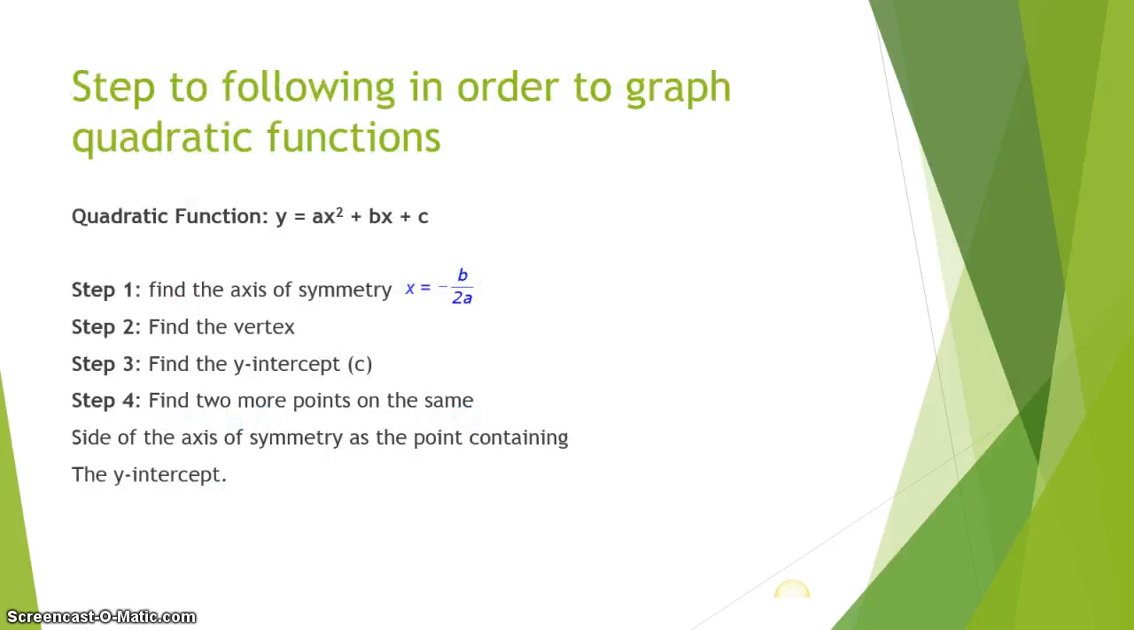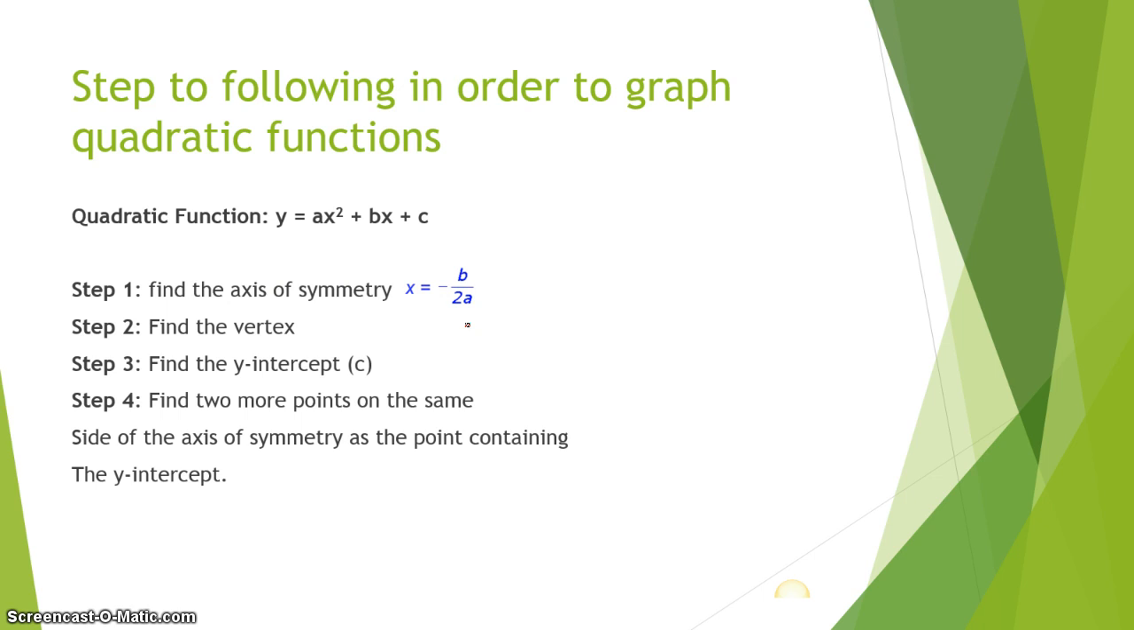Before we get into some examples, there are a few steps you need to follow to help you solve these problems. So steps to follow in order to graph quadratic functions. Again, a quadratic function is in the form of y equals ax squared plus bx plus c. Step 1, we're going to find the axis of symmetry using the formula -b over 2 times a.